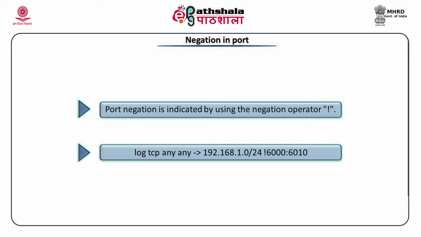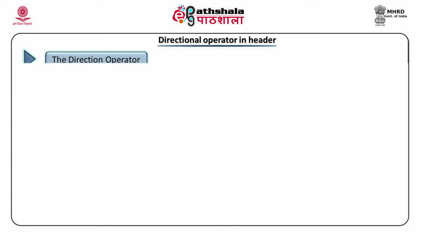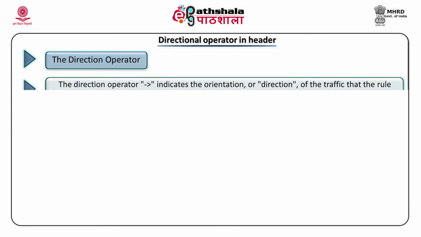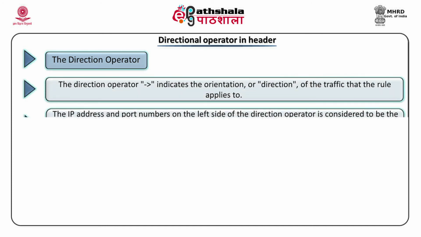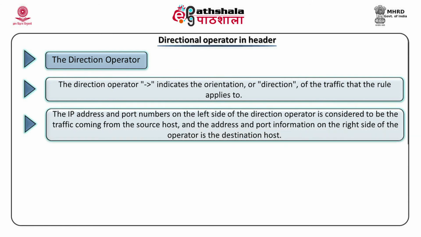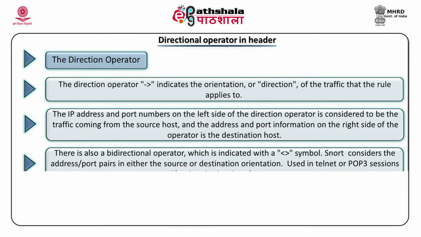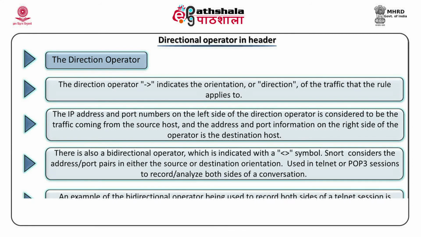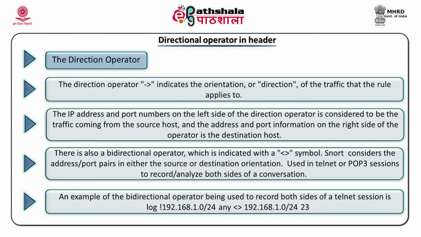You can specify negation in ports also. The negation operator remains the same, it's the exclamation sign. So, log TCP any, and the port negation is specified by !6000:6010, where we have kept a negation sign. It says that log traffic which is not destined for the ports between 6000 and 6010.